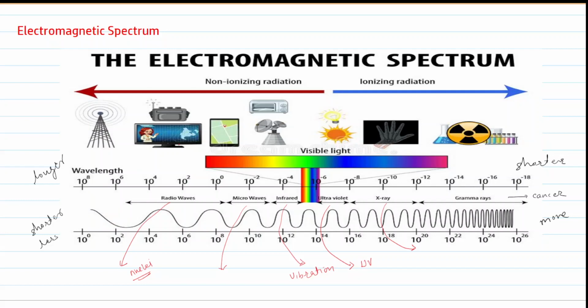So we have studied the interaction of the electromagnetic radiation with matter, that is the concept of spectroscopy and the electromagnetic spectrum, in this video. Now in the next video we will study the different characteristics or different terms used in spectroscopy and how they are related with each other.